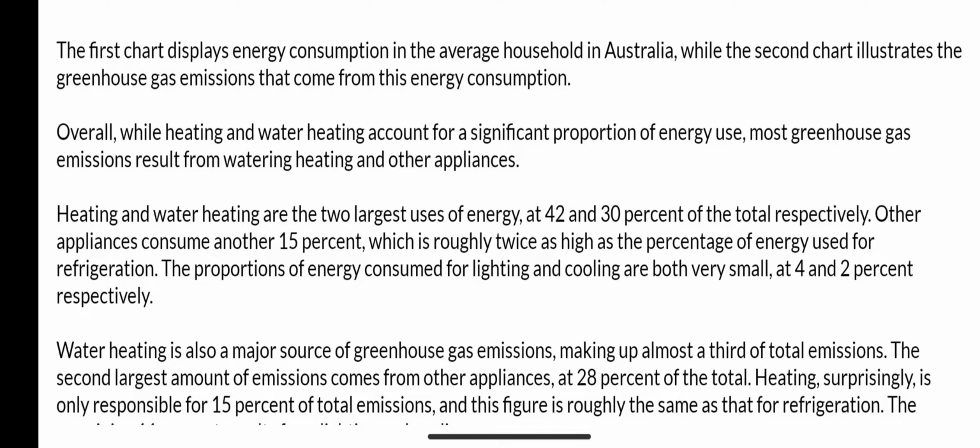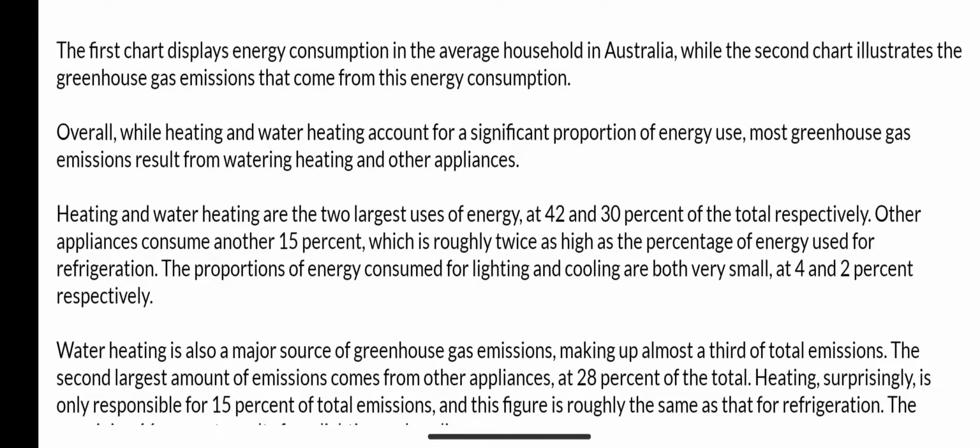The first chart displays energy consumption in the average household in Australia, while the second chart illustrates the greenhouse gas emissions that come from this energy consumption. Overall, while heating and water heating account for a significant proportion of energy use, most greenhouse gas emissions result from water heating and other appliances.